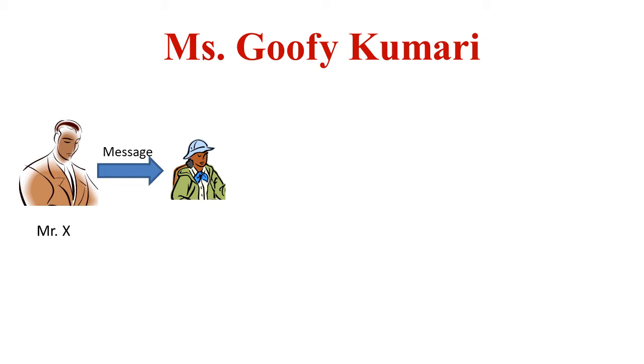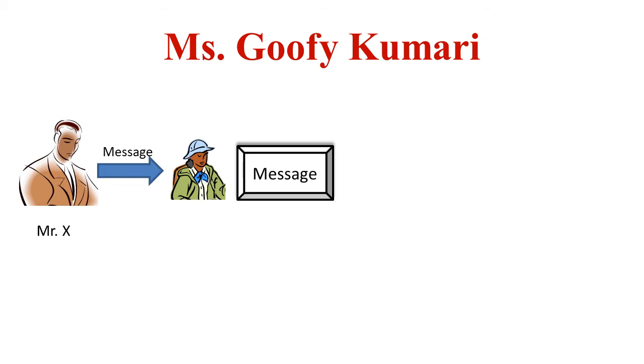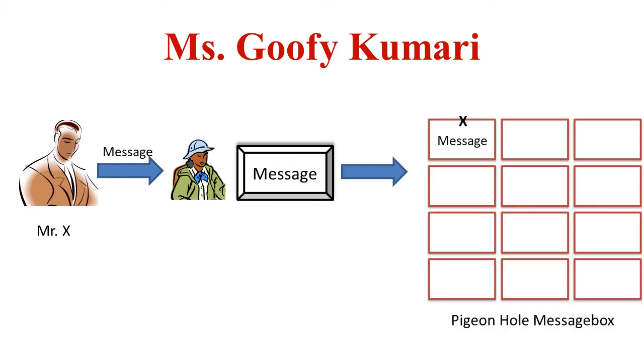Now this is up to Miss Goofy Kumari how she is going to save it. So as we know about the tools of Miss Goofy Kumari, first of all, she is going to receive this message and place it in the tray, the message part. And from her tray, she is going to pass it to the pigeonhole message box. And as she is saving this data that she has received from Mr. X, she is also labeling it.